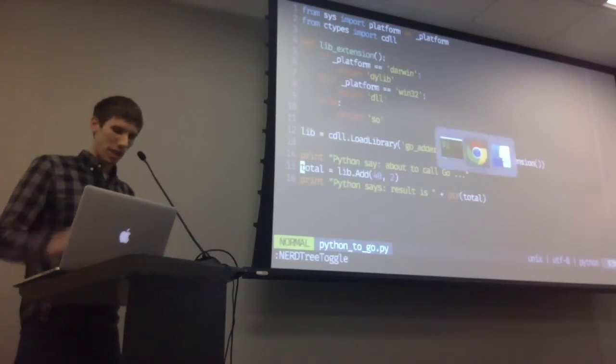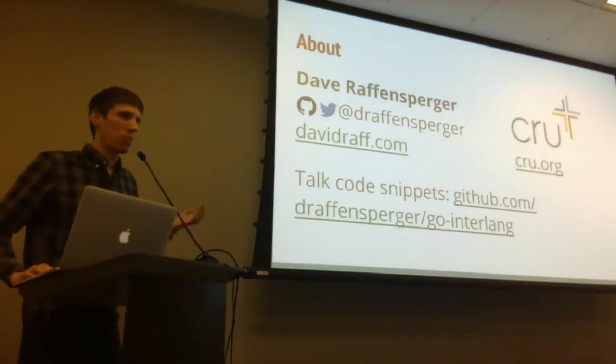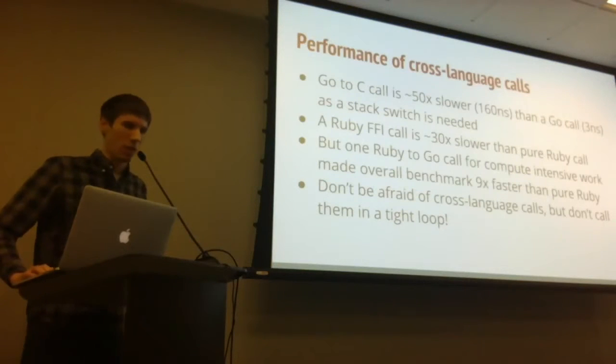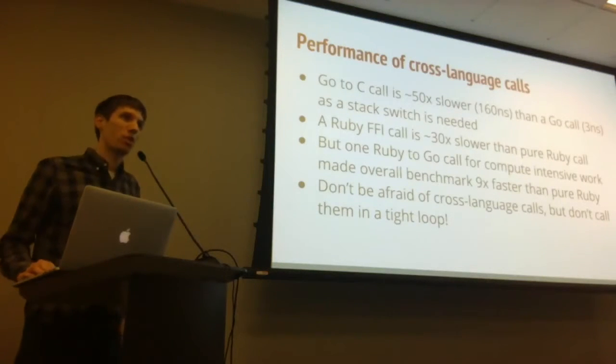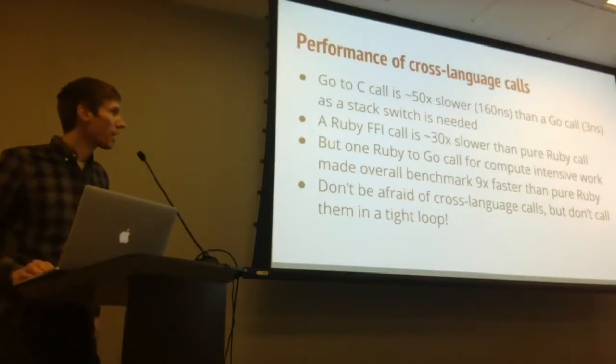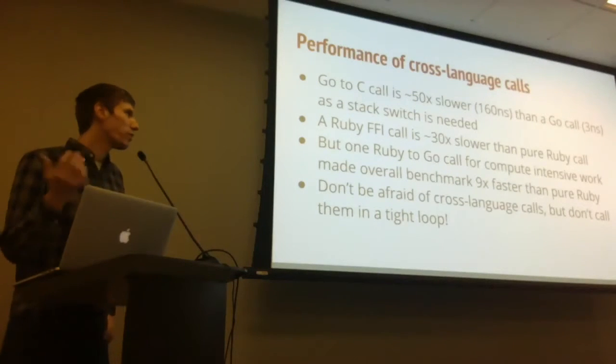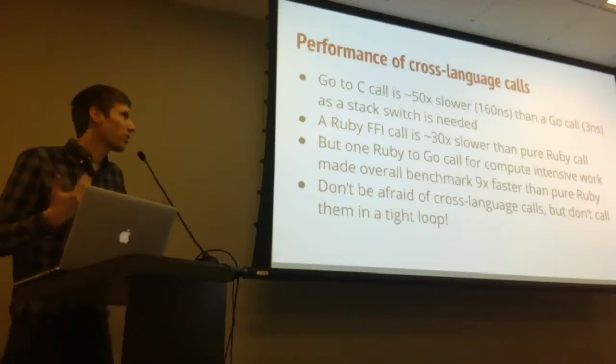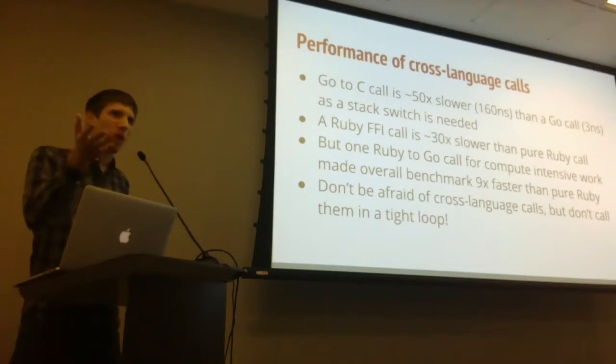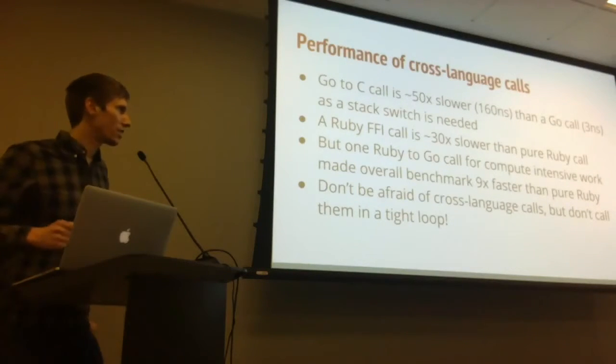And so let's get into what you were talking about. What are the performance and concurrency implications of all this? So there is a cost to these cross-language calls. And a call from Go to C is about 50 times slower. On my machine, it took 160 nanoseconds. I have a benchmark in that folder that calculates this.